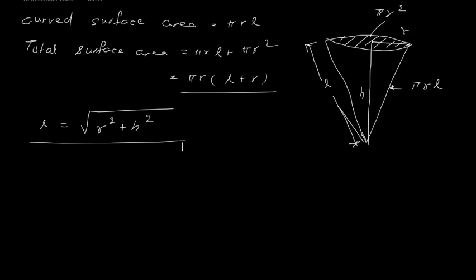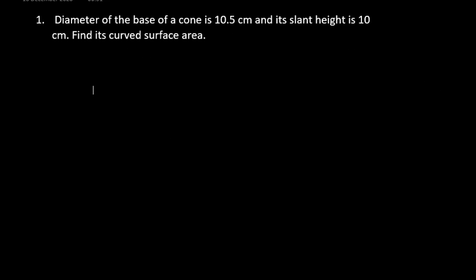Now, let us solve problems based on this. First question: diameter of the base of a cone is 10.5 centimeter and its slant height is 10 centimeter. Find the curved surface area. So, diameter of the base is given as 10.5 centimeter and slant height l is given as 10 centimeter, and it is asked to find curved surface area.